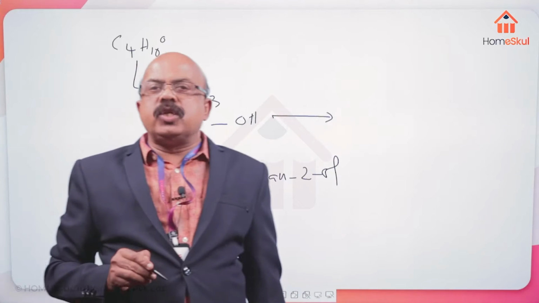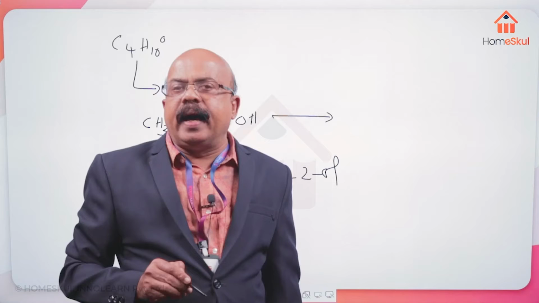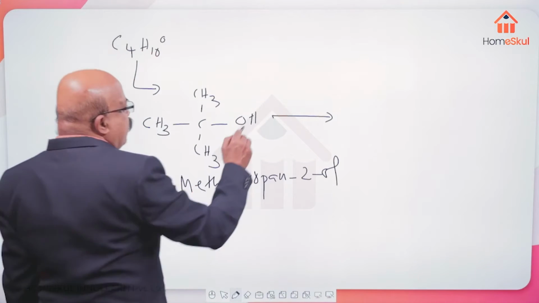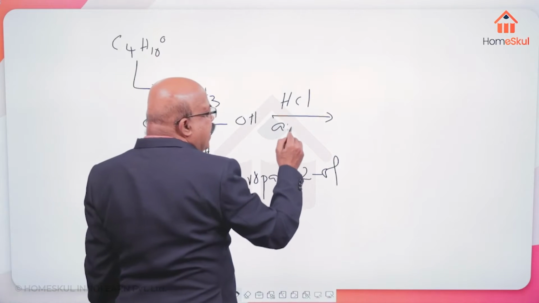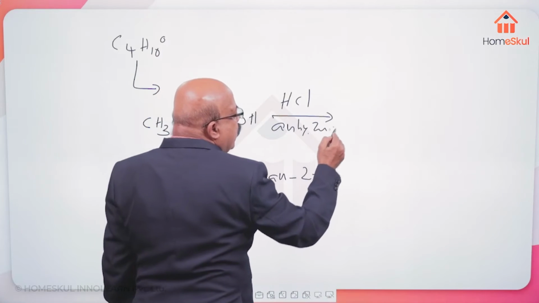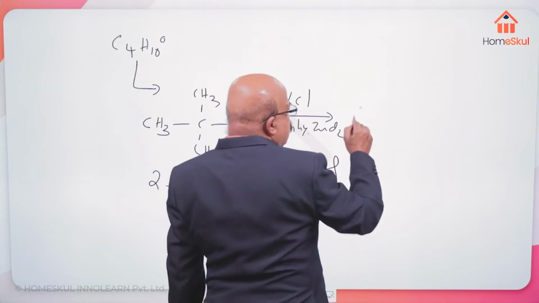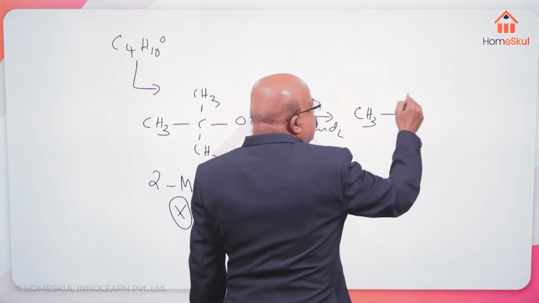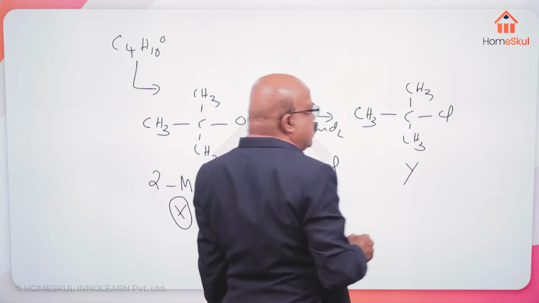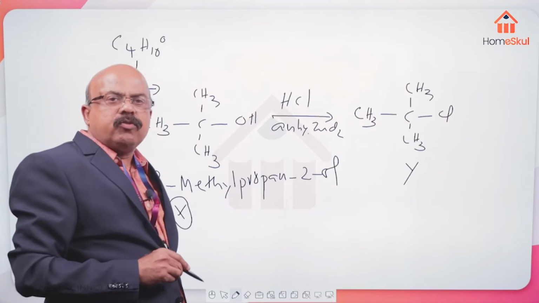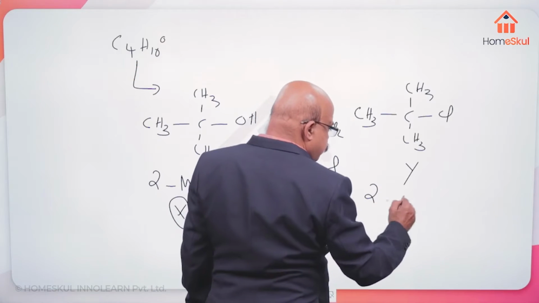You know what a Lucas reagent is? Lucas reagent is a mixture of concentrated HCl and anhydrous zinc chloride. When it reacts with the Lucas reagent, you will get turbidity of alkyl chloride very readily. (CH3)3CCl. So this is Y. This is the halogenated compound that is formed. It is 2-chloro-2-methylpropane.